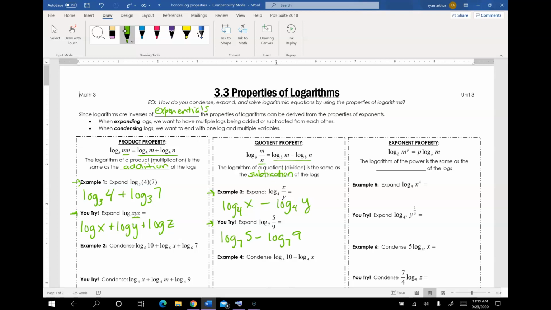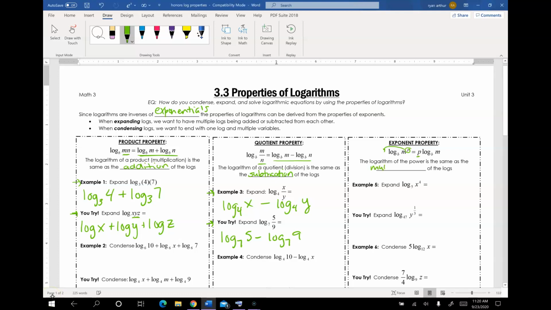Okay. The last property we're going to talk about in here is your exponent property. So I told you that exponents and logarithms are inverses of each other. So anytime you have the logarithm of an exponent, it actually cancels out that exponent and it moves it to the front. See how the P went to the front there? And vice versa. Okay, so when you're expanding, you're going to be moving your exponent to the front. When you're condensing, you're going to make it back an exponent. Okay, so the logarithm of the power is the same as the multiplication of the logs.